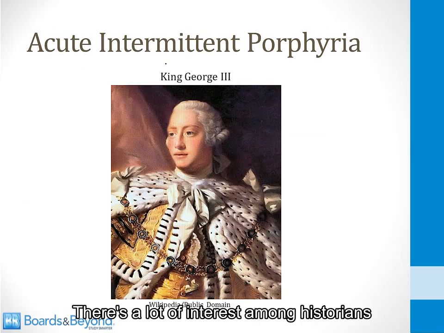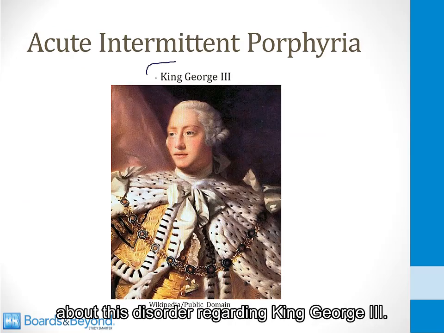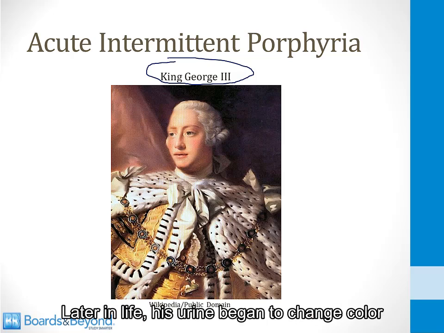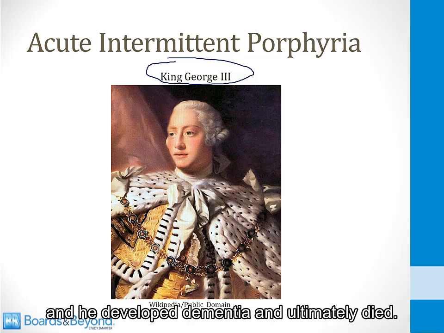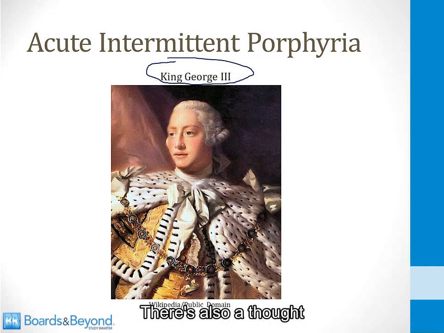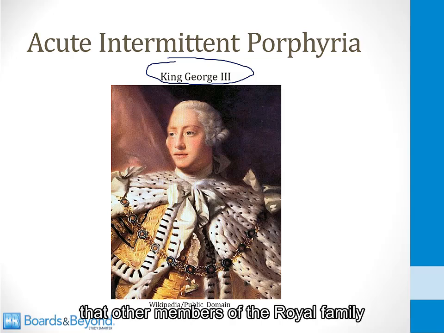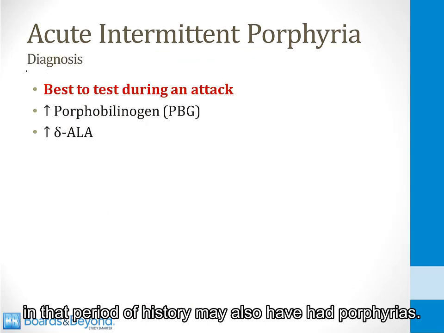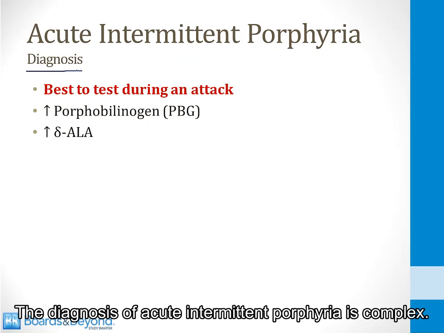There's a lot of interest among historians about this disorder regarding King George III. You may know that he was the king during the American Revolution and the American War of Independence. Later in life, his urine began to change color, and he developed dementia and ultimately died. It's thought that he may have had acute intermittent porphyria or some variant of it. There's also a thought that other members of the royal family in that period of history may also have had porphyrias.